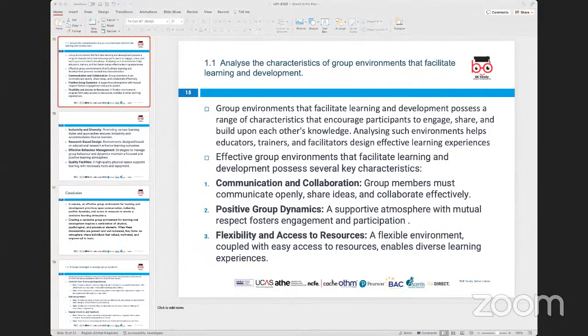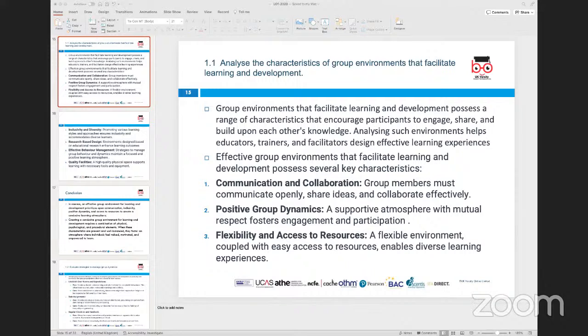Now, what do we mean by characteristics of group environment when we talk about this? There are 5 different characteristics of a learning environment. What are these 5 different characteristics? They tend to be, say, for example, flexibility. We talk about accessibility. We talk about participatory teaching and learning. We talk about trust and rapport. We talk about problem solving and critical thinking approach and the use of technology.